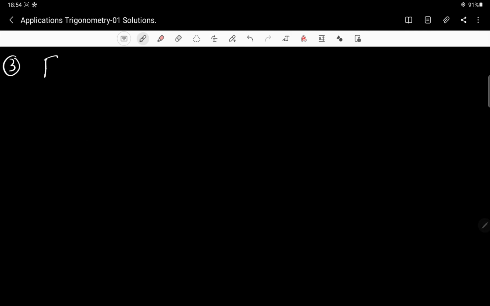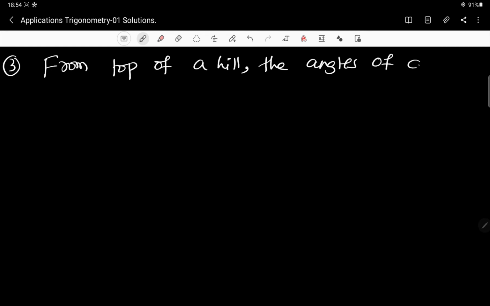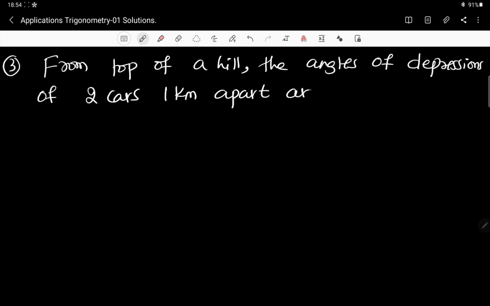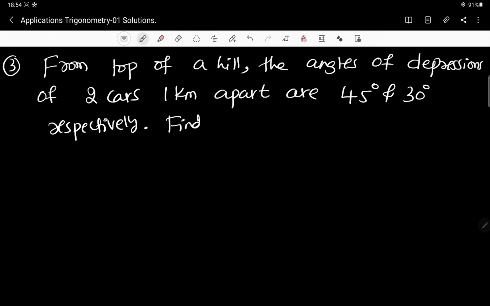All right, from top of a hill, the angles of depression of two cars 1 kilometer apart are 45 degree and 30 degree respectively. First write down the question, then we'll analyze it. Find the height of the hill.